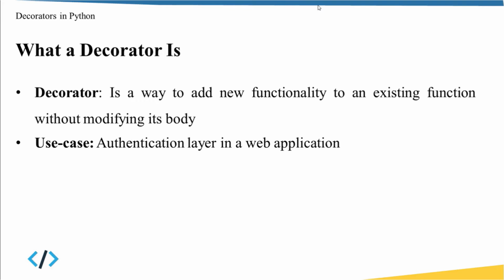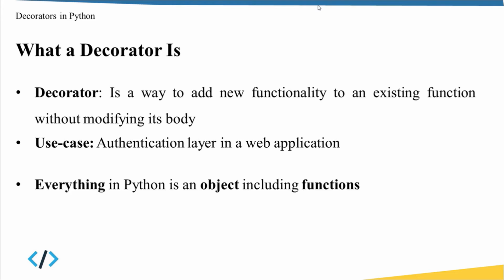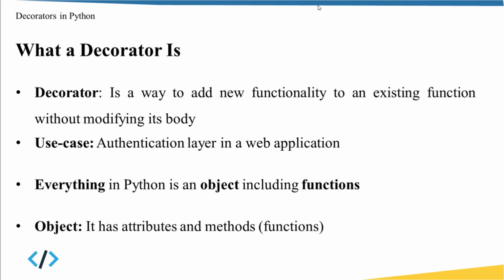In order to understand decorators well, you have to know that everything in Python is an object, including functions themselves. Also, I need you to know that an object is something that has attributes and methods, and methods are simply functions, but we call them methods in the context of an object. To understand objects better, you have to learn about object-oriented programming in the future. Now let's move to the PyCharm IDE in order to see some code examples.